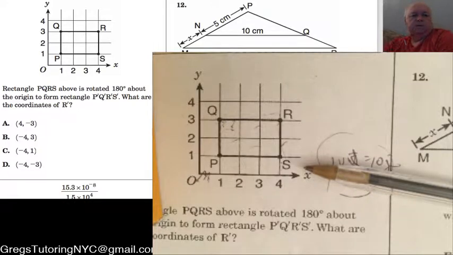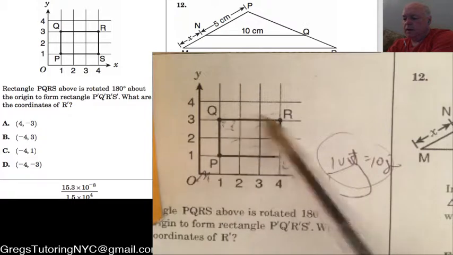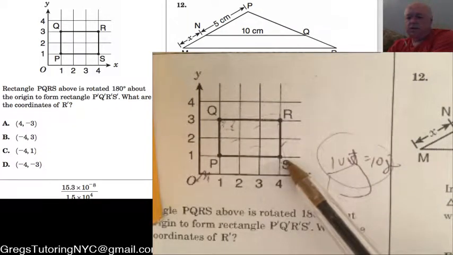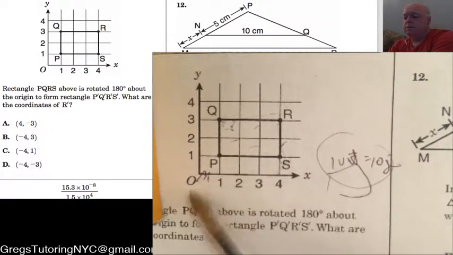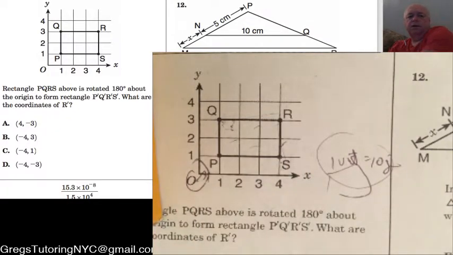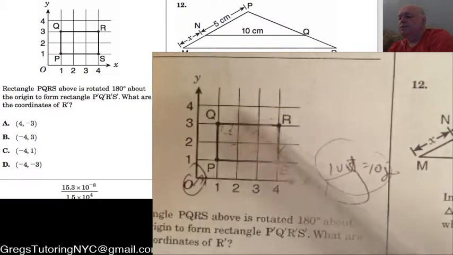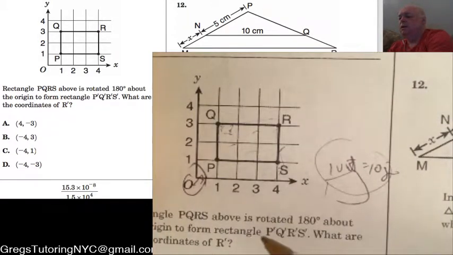Okay, so it says rectangle PQRS above is rotated 180 degrees about the origin. This is the origin right here. 0, 0 is the origin, right? If you don't know that, you got some huge problems. I mean, this is something you need to know at least for the state test. And everything I've said so far you need to know for the state test.